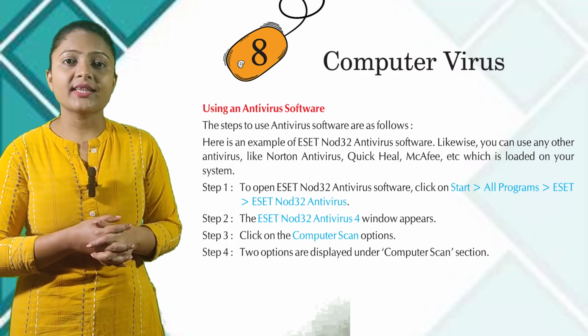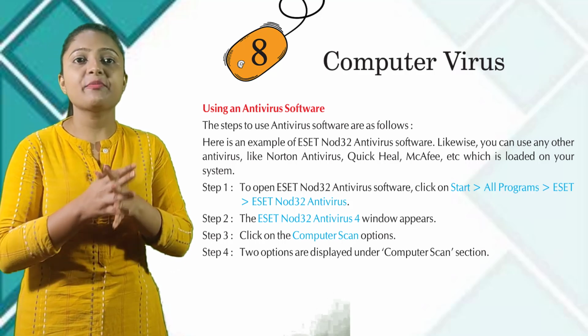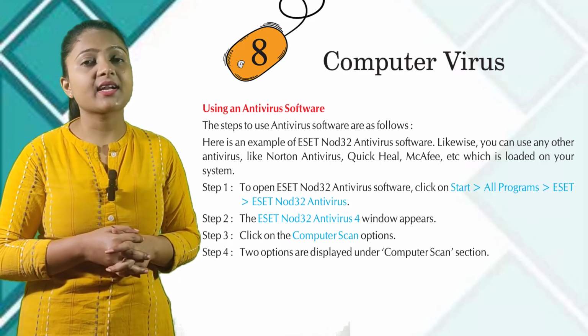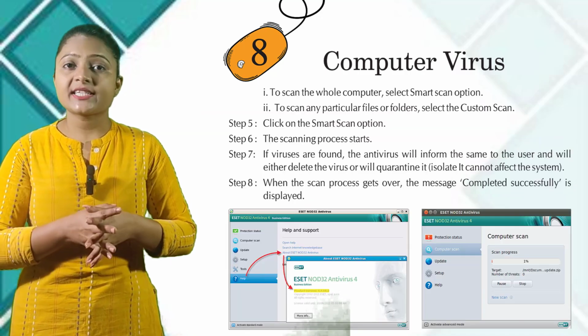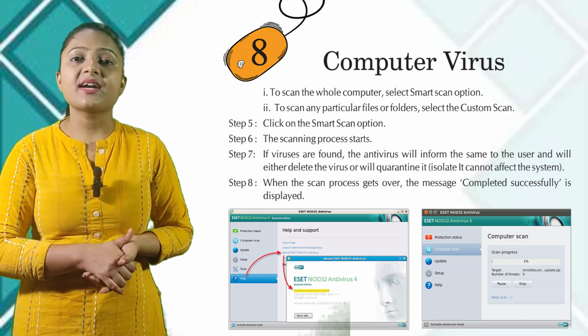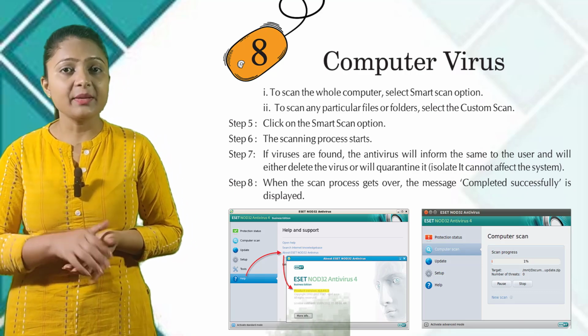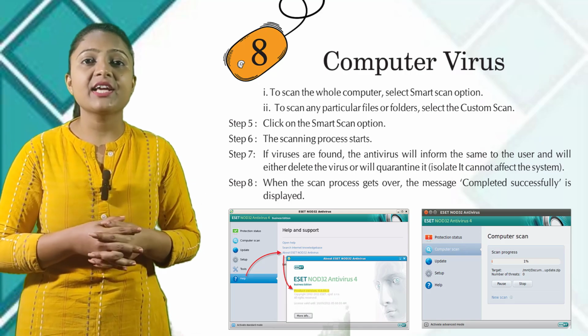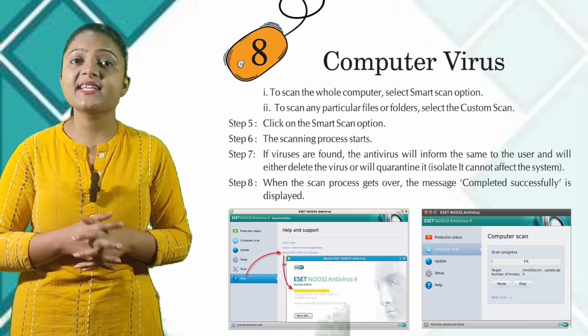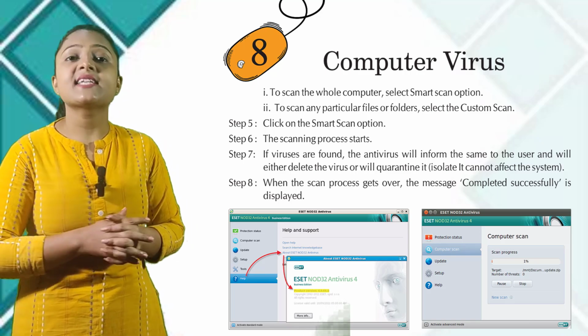Step 3, click on the computer scan option. Step 4, two options are displayed under the computer scan section. First, to scan the whole computer, select the Smart Scan option. Second, to scan any particular files or folders, select the Custom Scan. Step 5, click on the Smart Scan option. Step 6, the scanning process starts.